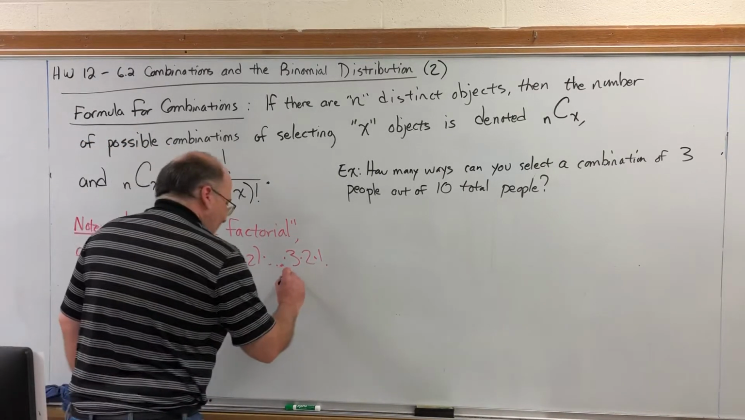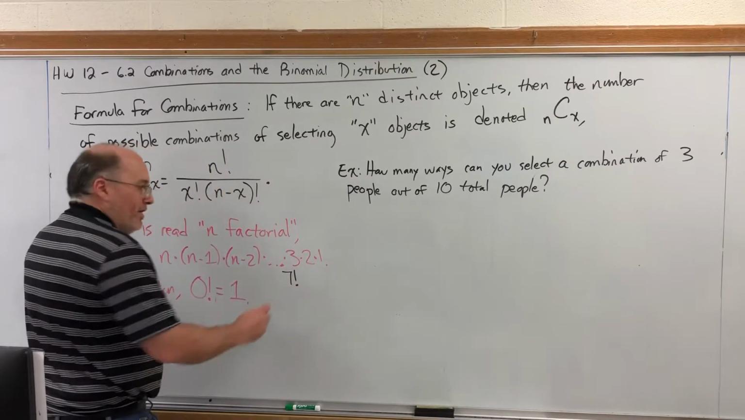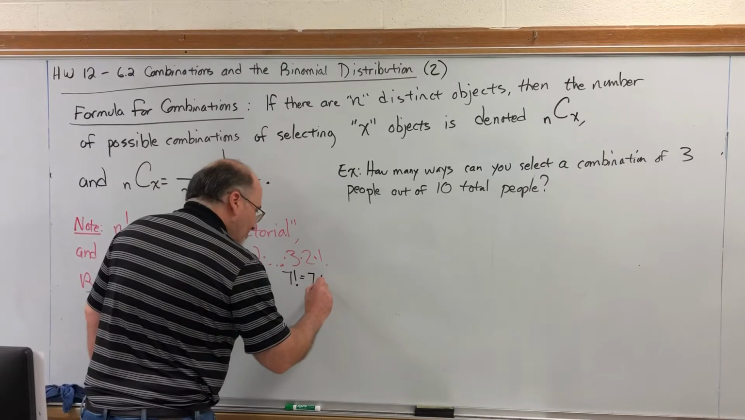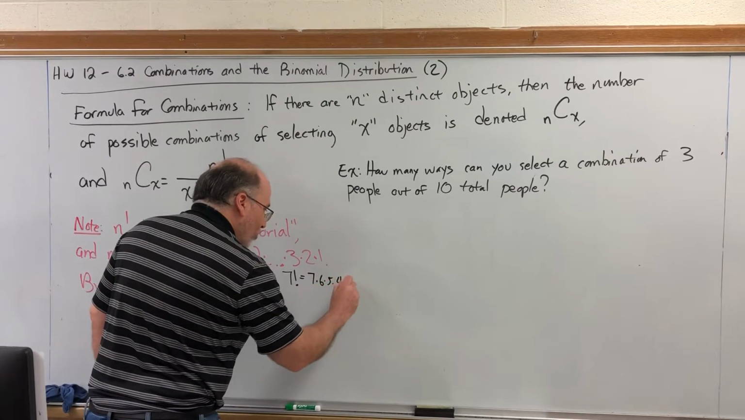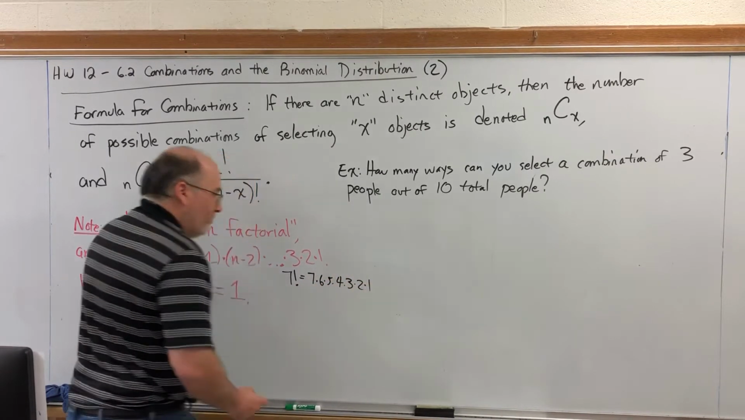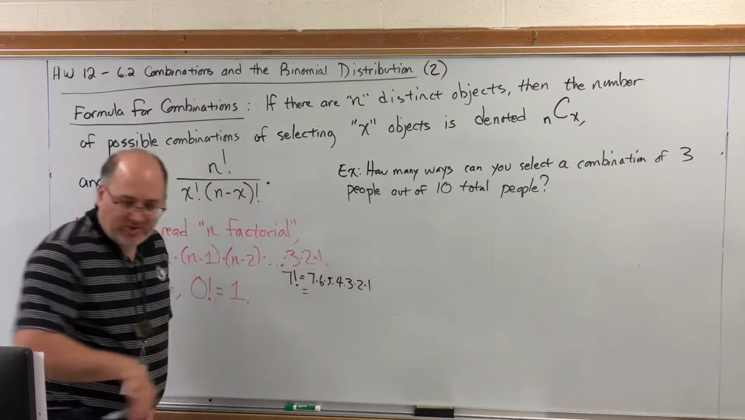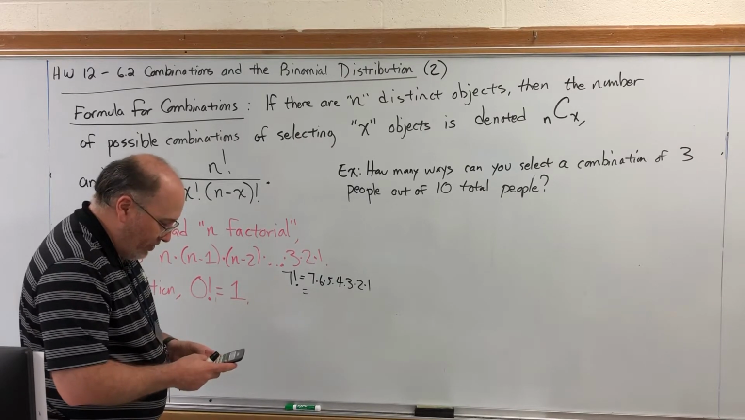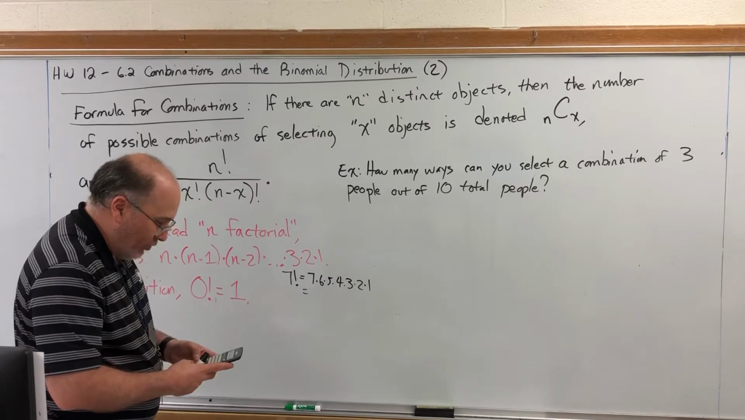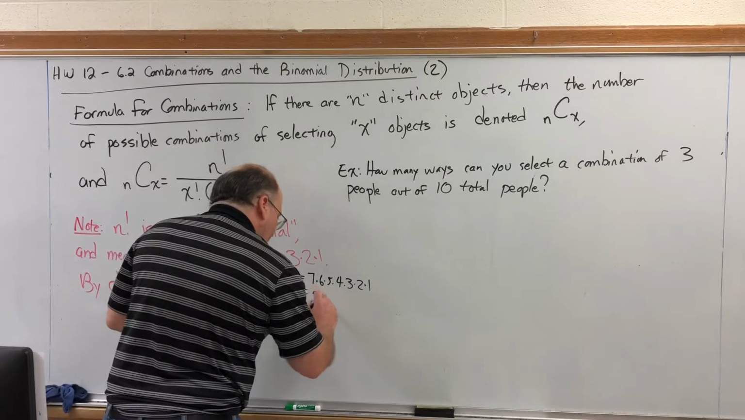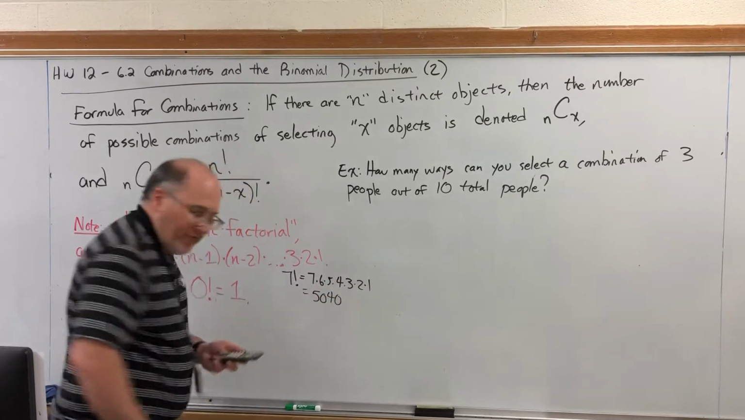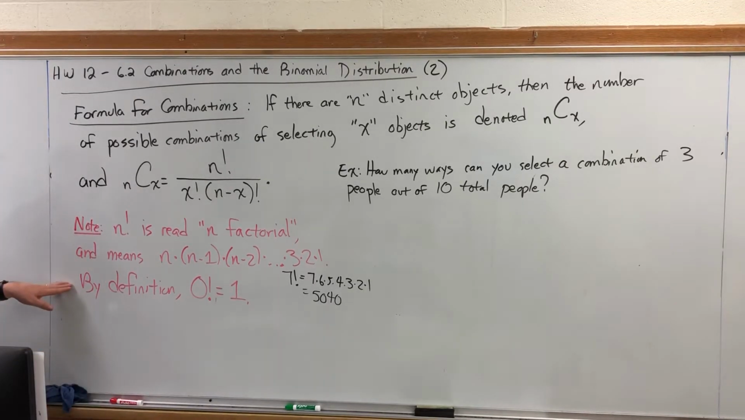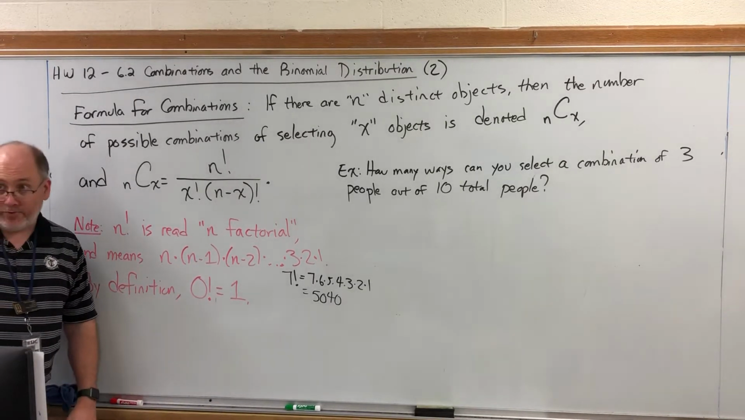For example, if I said figure out 7 factorial, that just means you start with 7 and you multiply all the way down to 1. 7 times 6 times 5 times 4 times 3 times 2 times 1, which is equal to something. That's just a calculator problem. Depending upon your calculator, you may have a factorial button. But even if you don't, your calculator should be able to multiply. 7 factorial is 5,040. Also, part of the definition of factorial is that 0 factorial is equal to 1.